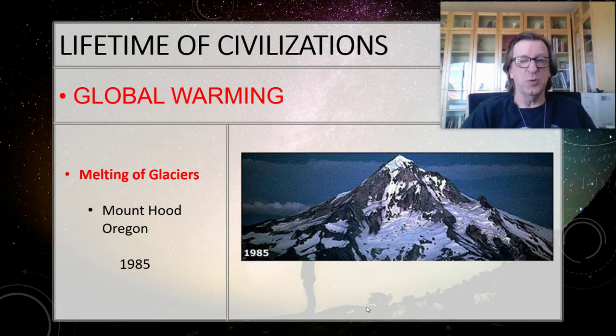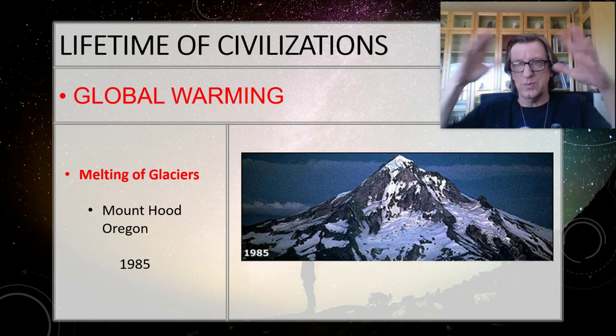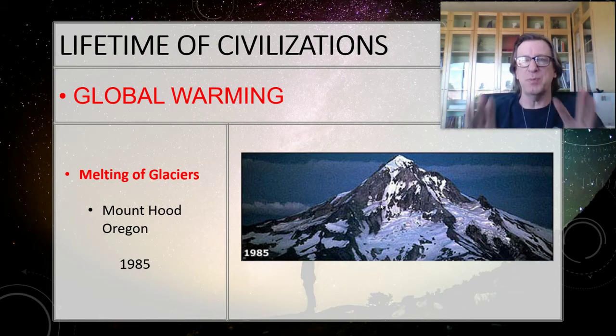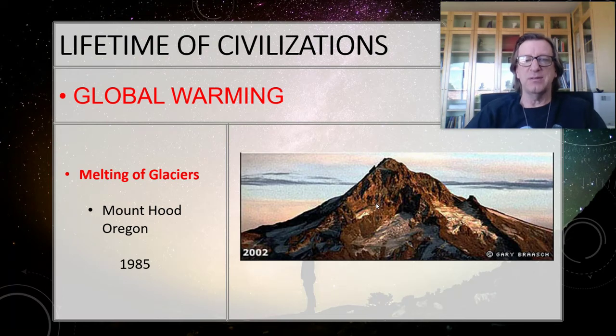This is Mount Hood in Oregon in 1985. You can see that these are all glaciers. This is not snow that's fallen on it. These are glaciers. They're supposed to be permanent. They're supposed to be year-round. They stay all the time. And this is what Mount Hood looks like. It says 1985. This is actually the 2002 picture from there.